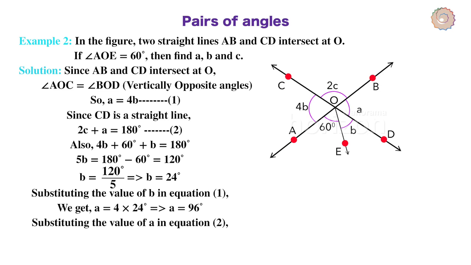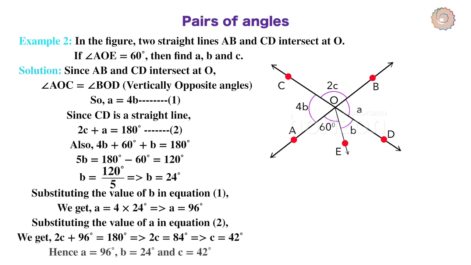And substituting the value of A in equation 2, we get 2C plus 96 equals 180, which implies that 2C equals 180 minus 96, that is 84 degrees. So, C equals 84 by 2, which is equal to 42 degrees. Hence, A equals 96 degrees, B equals 24 degrees and C equals 42 degrees.